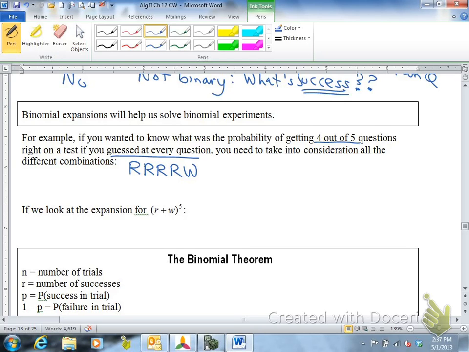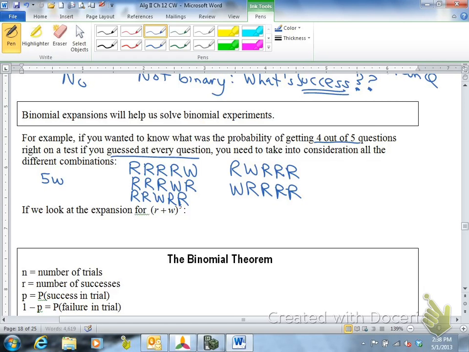Another combination would be you get the fourth one wrong. You can get the third one wrong. So I'm still getting 4 out of 5, but it depends which one you miss. You can get the second one wrong, or you can get the first one wrong. So notice there are 5 ways to get 4 out of 5. 4 out of 5 right. 5 ways.